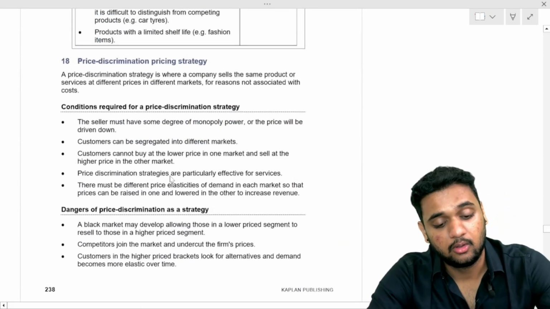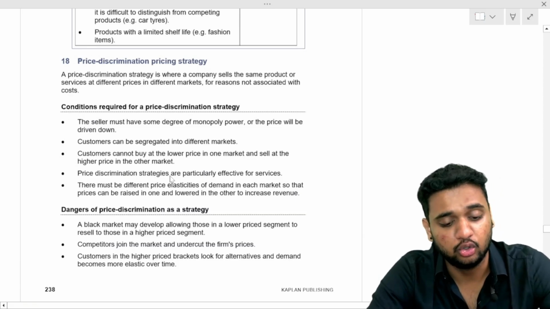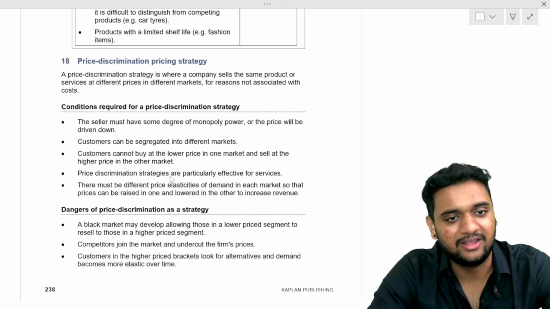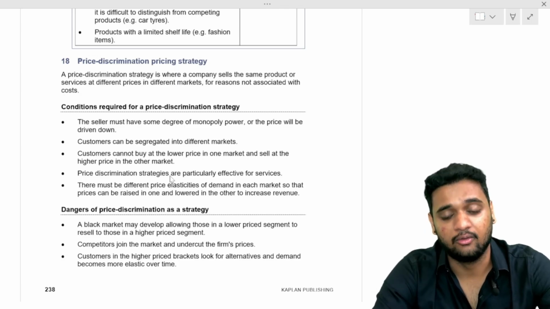Why we'll do it in detail is that we have 5 conditions we have to satisfy in order to do price discrimination. To do price discrimination, we have to have some kind of power. I'll tell you what it means.